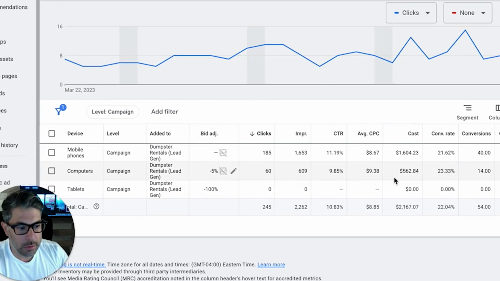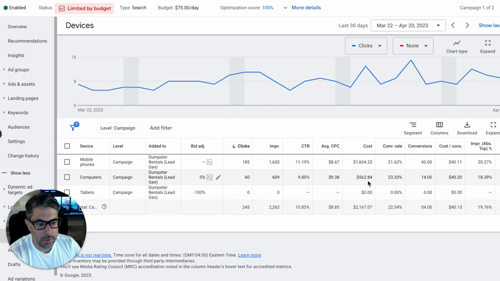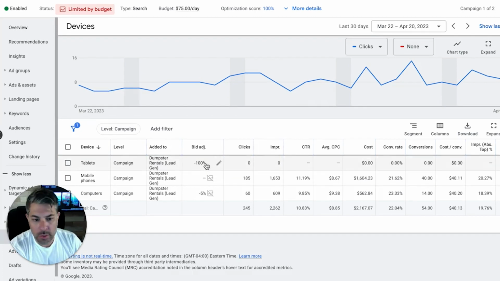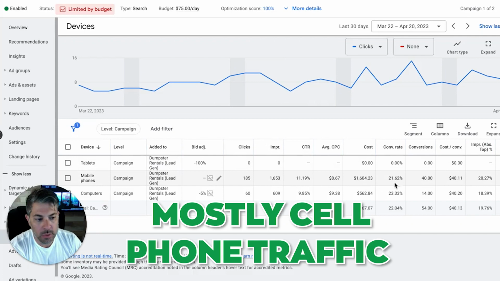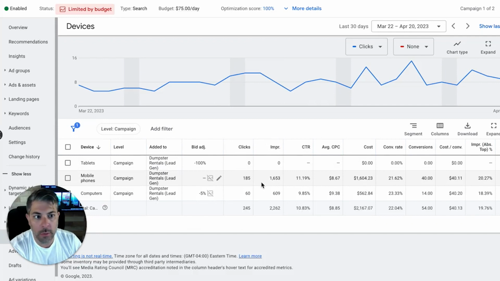So I wouldn't change that yet. I would say maybe we want to bump the cell phone up a little bit to get more volume, but I don't want to really mess with that. So yeah, mostly cell phone traffic, and that's awesome. That's exactly what we want.